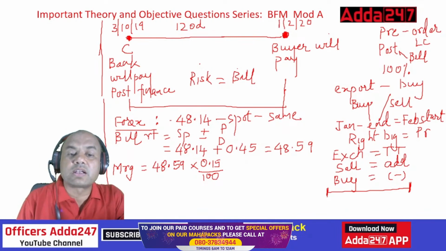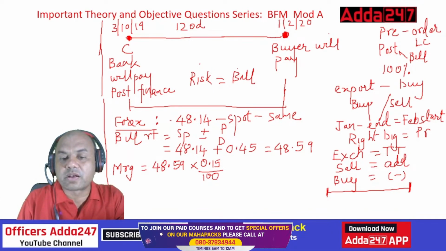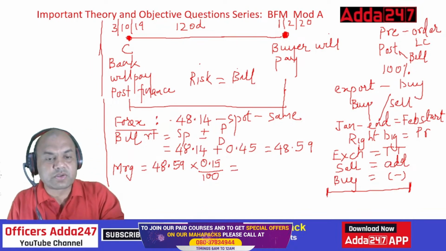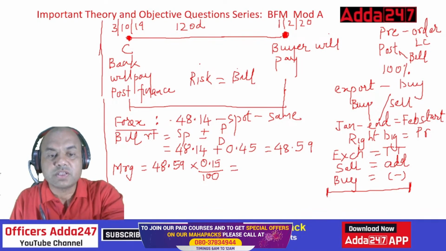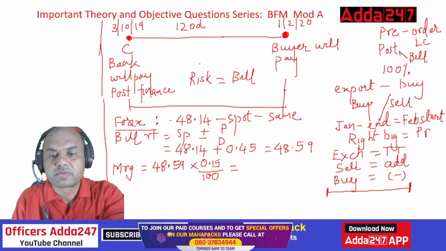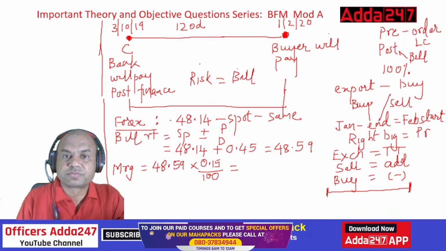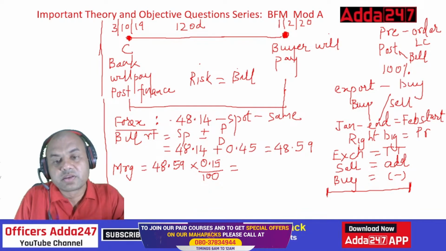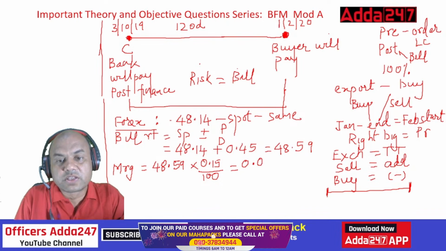Okay. So what is the rate now? 48.59 into 0.15 upon 100. Calculate it, everyone. What is the answer you are getting? Let me try it myself also. 48.59 into 0.15%, which means 0.15 upon 100, so 0.0015. So it becomes 0.072. What are you getting, guys? Are you getting the same? Correct.